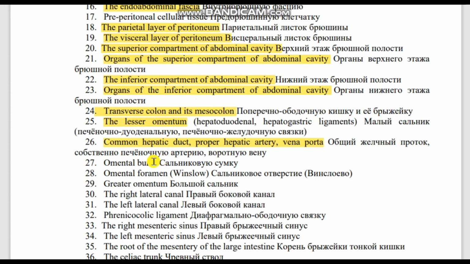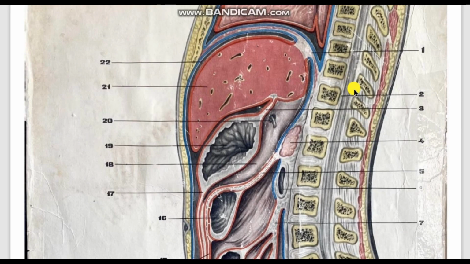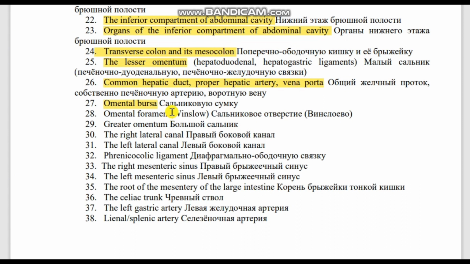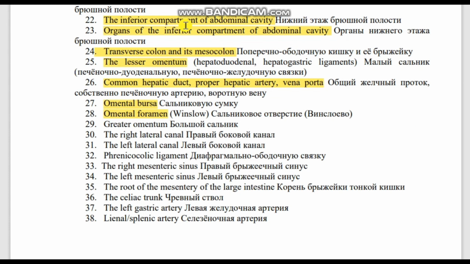Next we have omental bursa. So have a look here, guys, this is the omental bursa, or you can also say omental bag. This is the omental bursa. Next we have omental foramen. Okay, so here you can see this is the omental foramen, like a window or hole, you can say. Next we have greater omentum.